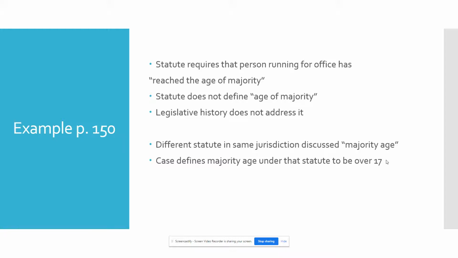Here's an example, and we're in the Statsky book now, on page 150. The statute requires that the person running for office has reached the age of majority, and there's no definition section for the statute, so they don't define what age of majority is, and the legislative history does not address it. So what the court does in this case is go to a different statute in the same jurisdiction that uses those same words, age of majority, and it says over 17. So that's how the court defines it. In the absence of any information, they'll stretch.